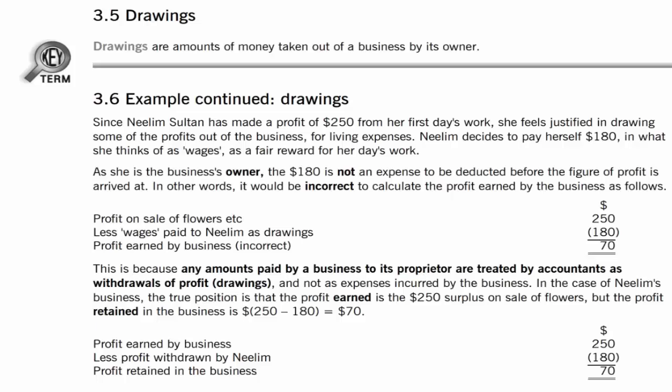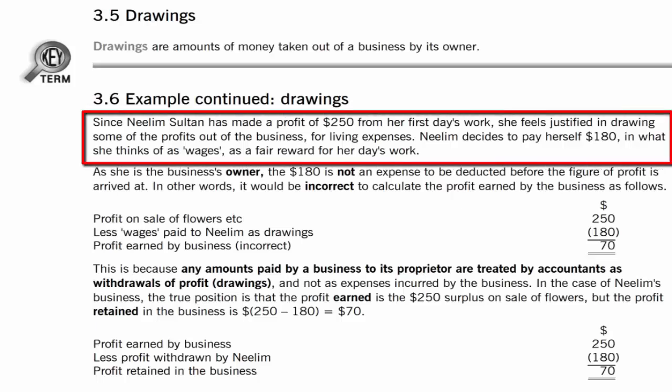Step 1. Neelam Sultan decides to make a withdrawal. Let's look at what happened. Neelam Sultan earned a profit of $250 on her first day of business from selling flowers and other items. Feeling pleased with her day's work, she decides to take $180 out of the business to cover her living expenses. Neelam thinks of this as wages for herself, as a fair reward for the work she put in that day.